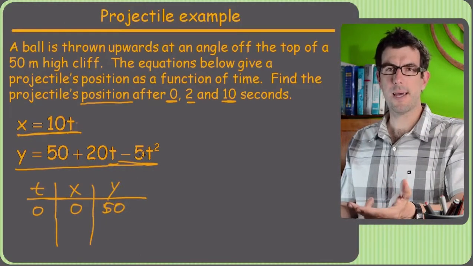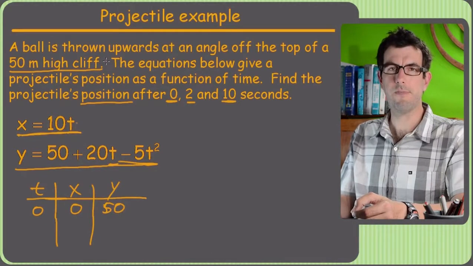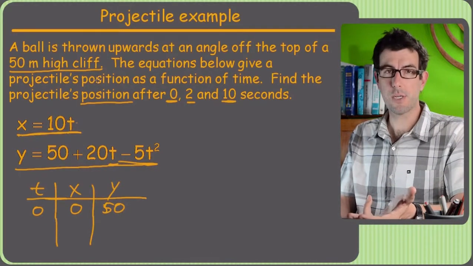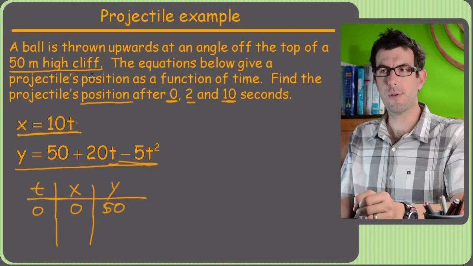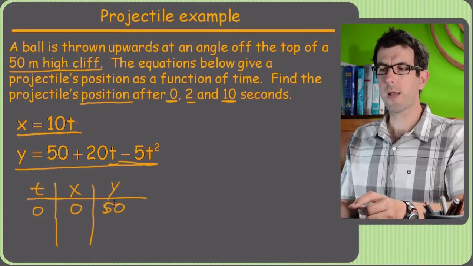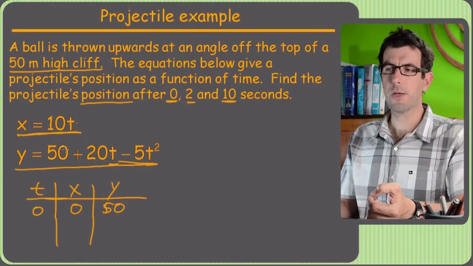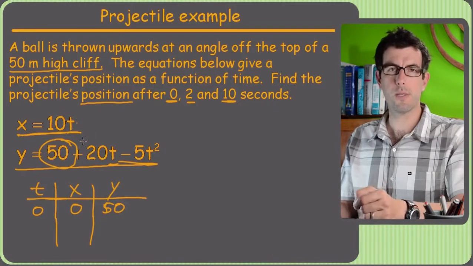And it turns out that makes a lot of sense because we're throwing this object from the top of a 50-meter high cliff. So it makes sense that when t equals 0, the instant the thing is thrown, it's still right there at the top of the cliff. So our y coordinate is 50, and you can actually tell by looking at this equation that the initial y coordinate is 50.